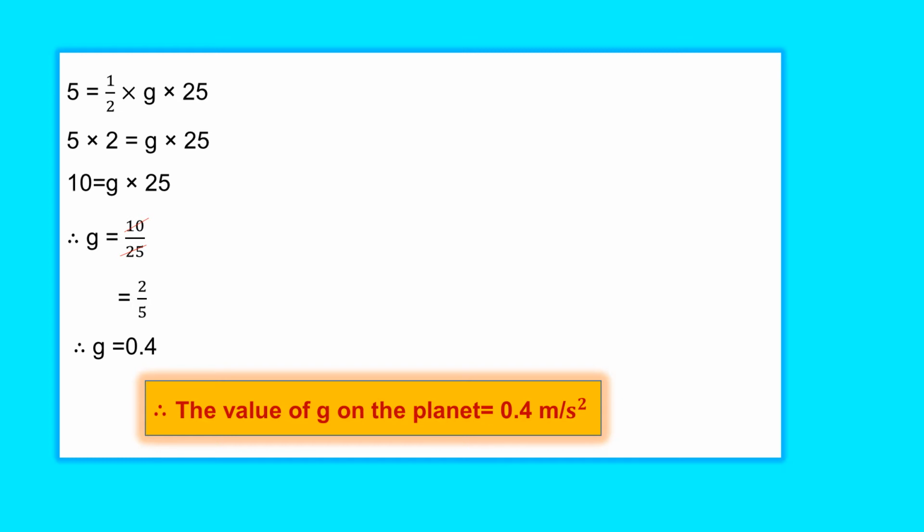So therefore g is equal to 10 upon 25. So this 10 upon 25, we have to divide it by 5. So 5 2s are 10 and 5 5s are 25. So 2 upon 5. So this 2 upon 5 will be 0.4. So the gravitational acceleration value we got is 0.4. So therefore the value of g on the planet is equal to 0.4 meter per second square.